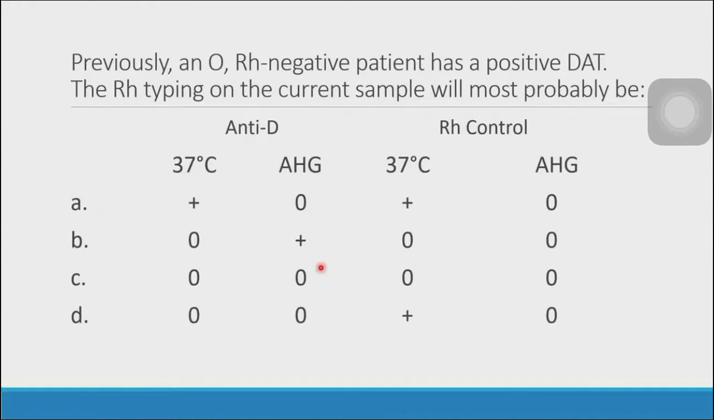So here, going back to the question, si patient, positive DAT. Ibig sabihin si patient, yung red cells niya, coated with antibodies. So kapag in-RH typing mo siya, kapag coated with antibodies, magkakaroon ng false positive reaction in RH typing, and then it may also show again false positive reaction in RH control. Since coated nga to ng antibody, magiging invalid na yung RH control niya. So the answer here for this question is letter A.